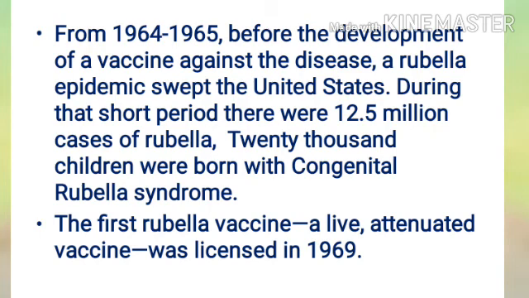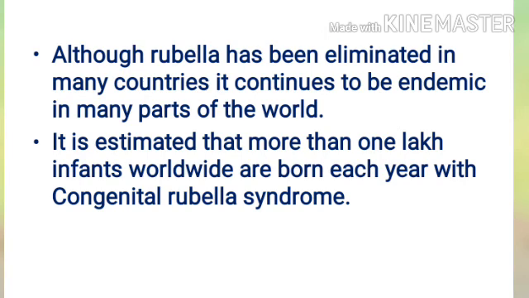After the introduction of the rubella vaccine, the cases decreased dramatically. But even today, it remains an epidemic in certain countries. Rubella is eliminated in many countries, but continues to be endemic in many parts of the world. It is estimated that more than 1 lakh infants worldwide are born each year with congenital rubella syndrome. This is the brief outline about congenital rubella syndrome. It is an important short answer question, so please read it carefully. Thank you.